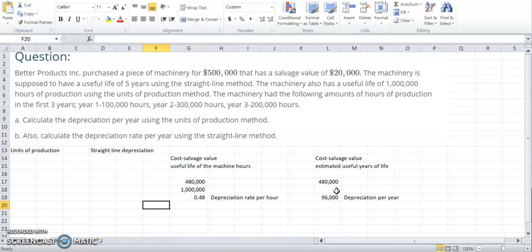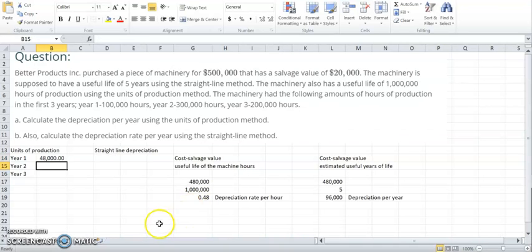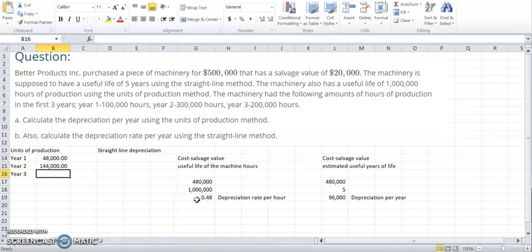All right, so now let's do this. We've got year 1, year 2, and year 3. Now all we got to do, for the units of production, is take the depreciation rate per hour and multiply that by 100,000 for year 1. For the next year, it's going to be 0.48 times 300,000. And for year 3, it's going to be 0.48 times 200,000.